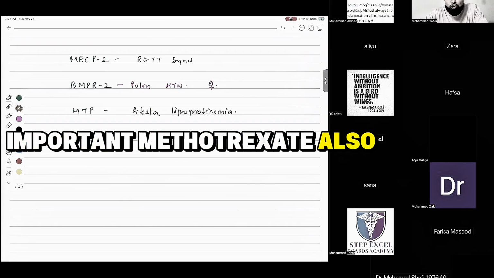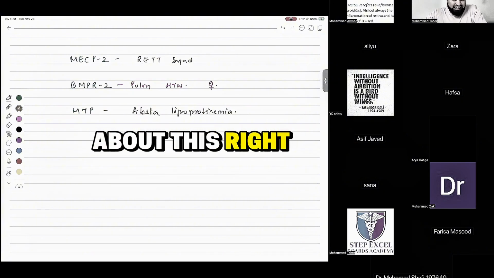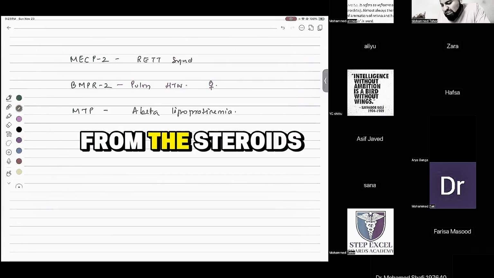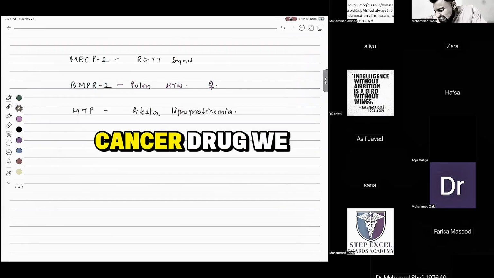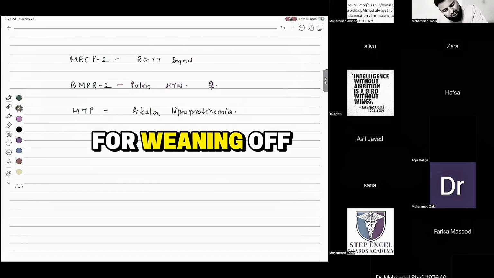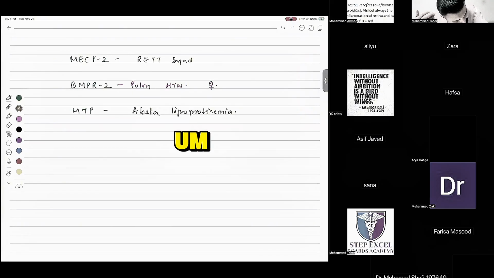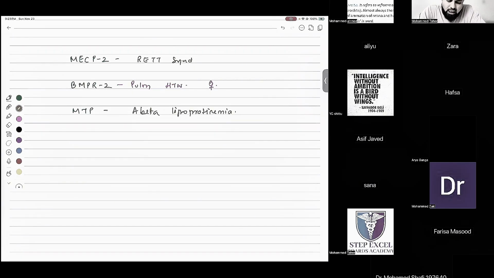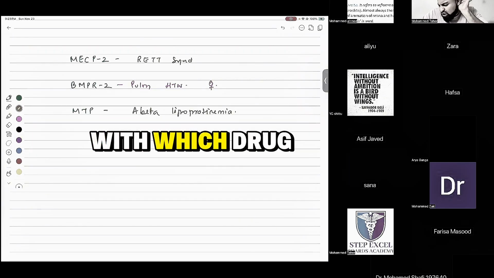Important. Methotrexate is also used for ectopic pregnancy that we discussed, right? If somebody is weaning off from steroids, which particular anti-cancer drug can we give to help with weaning off steroids? Azathioprine. Right?